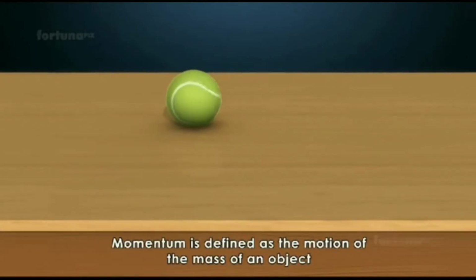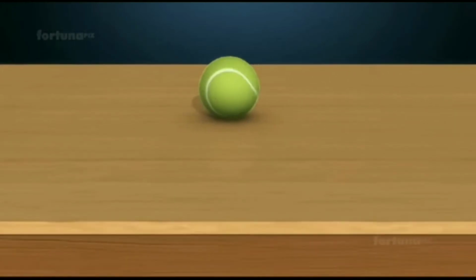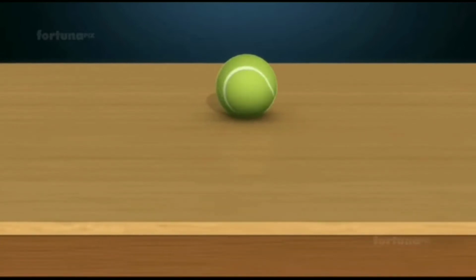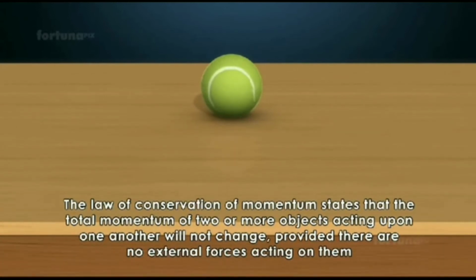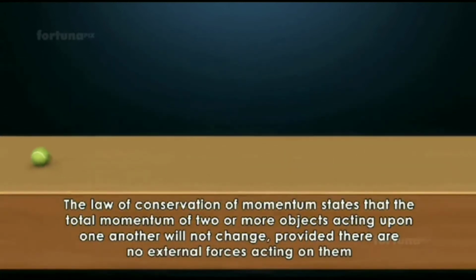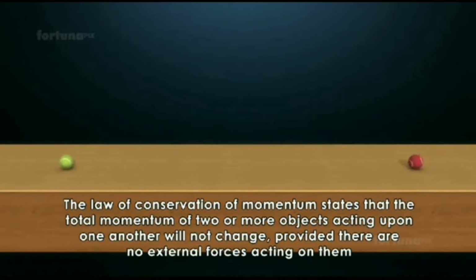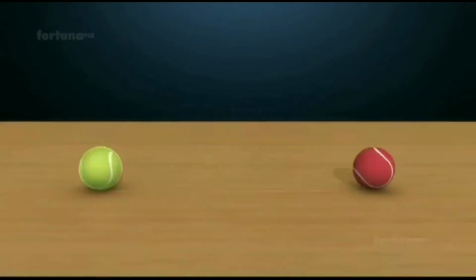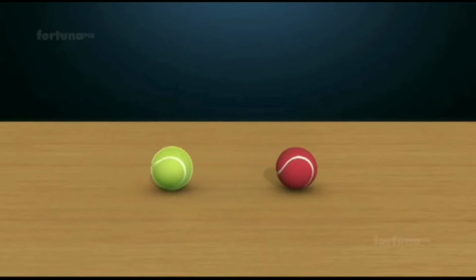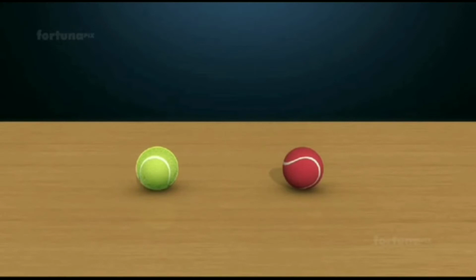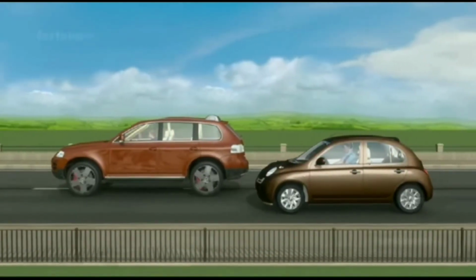Momentum is defined as the motion of the mass of an object. Because all objects have mass, a moving object also has momentum. The law of conservation of momentum states that the total momentum of two or more objects acting upon one another will not change, provided there are no external forces acting upon them. In other words, when two objects collide, their total momentum before the collision will be the same as the total momentum after the collision.